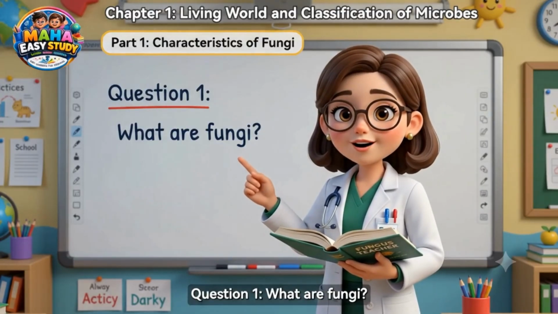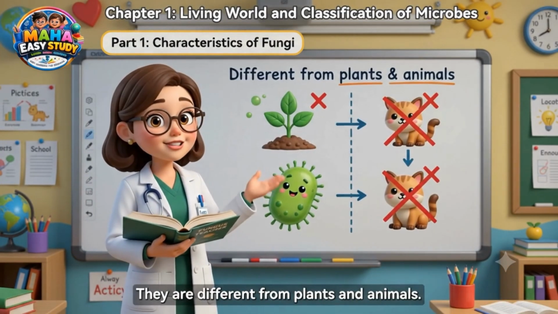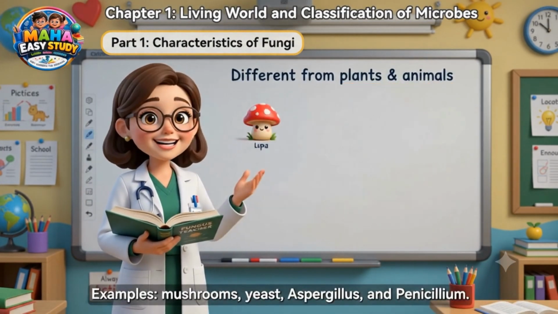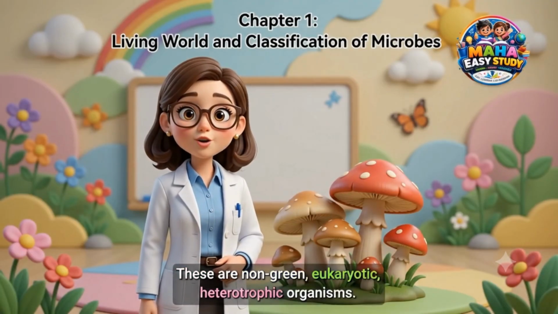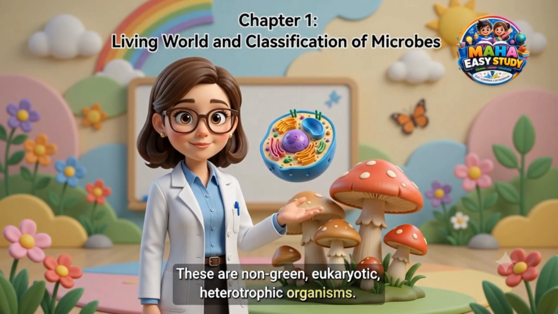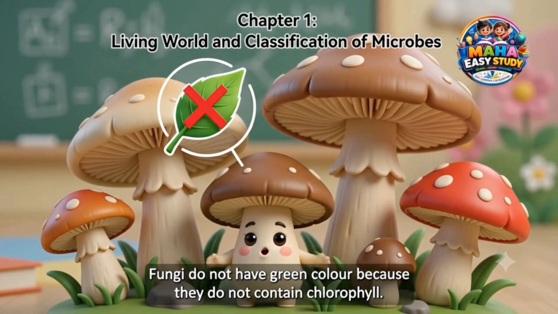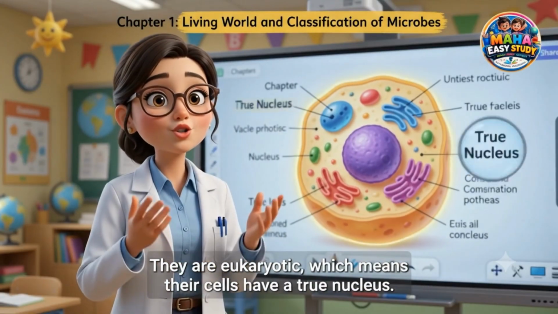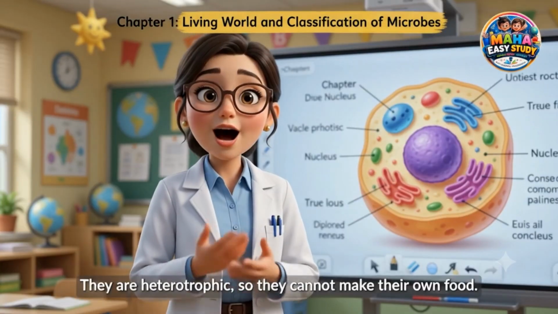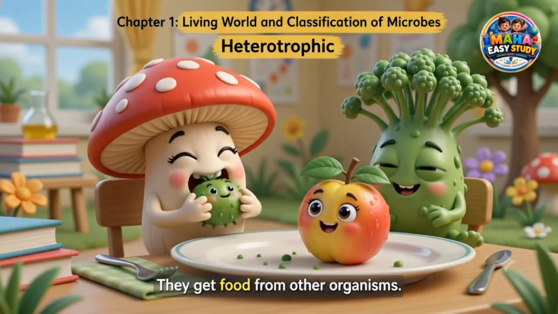Question 1. What are fungi? Fungi are living organisms. They are different from plants and animals. Examples are Mucor and Penicillium. These are non-green, eukaryotic, heterotrophic organisms. Fungi do not have green color because they do not contain chlorophyll. They are eukaryotic, which means their cells have a true nucleus. However, they are heterotrophic, so they cannot make their own food. They get food from other organisms.